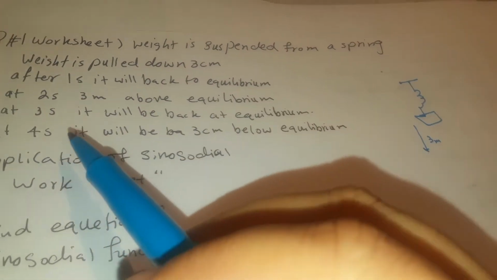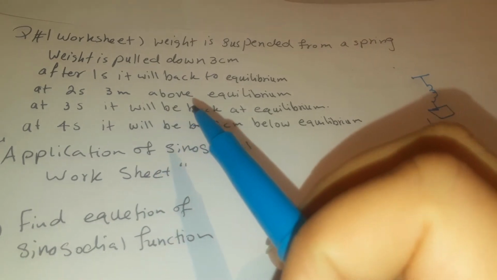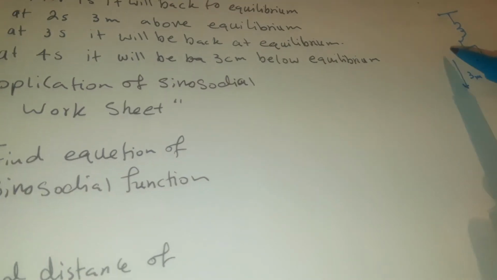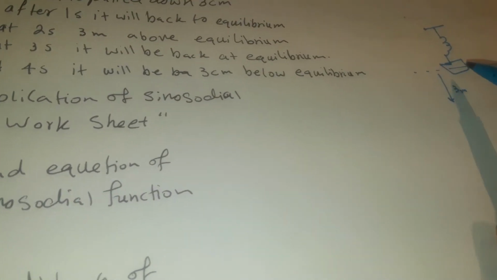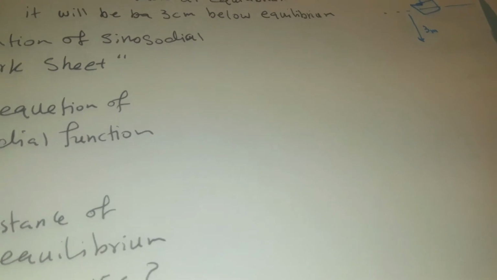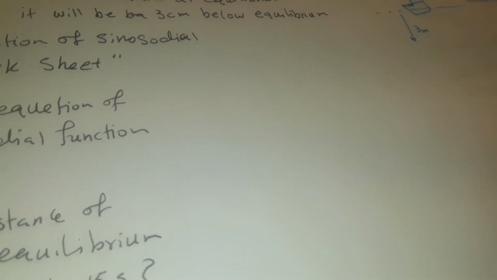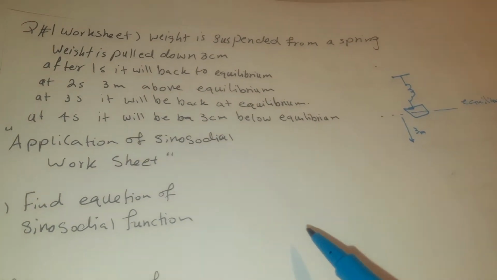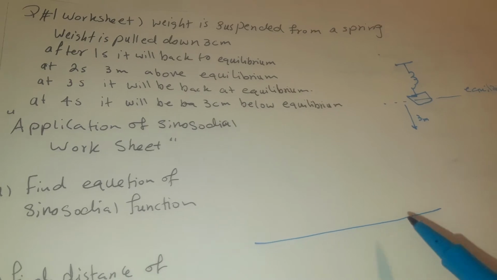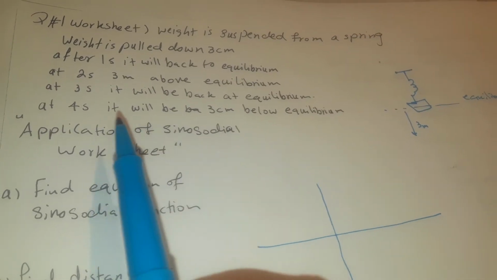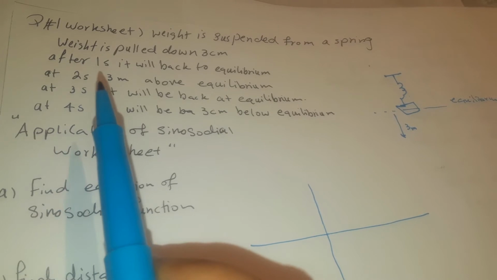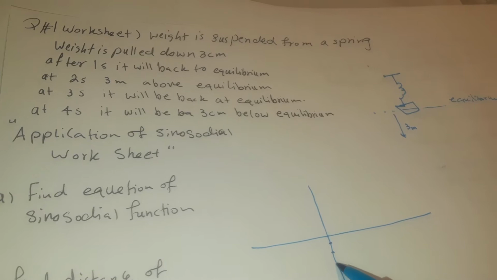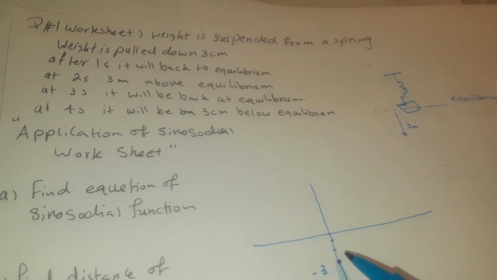From the information, it said at 2 seconds, it is 3 centimeters above equilibrium. Equilibrium is going to be the position that your spring is at rest. This is the equilibrium. So I just want to roughly graph this for you guys. At the beginning, you pull it down 3 centimeters. It means at the beginning, your object is 3 centimeters below the x-axis.